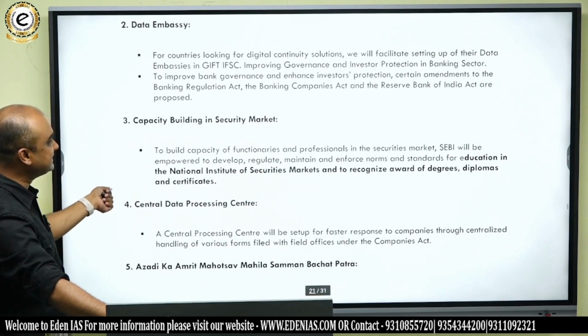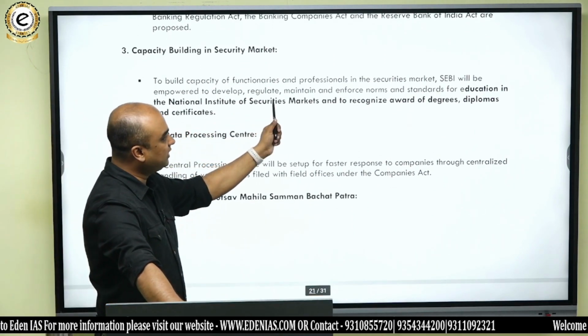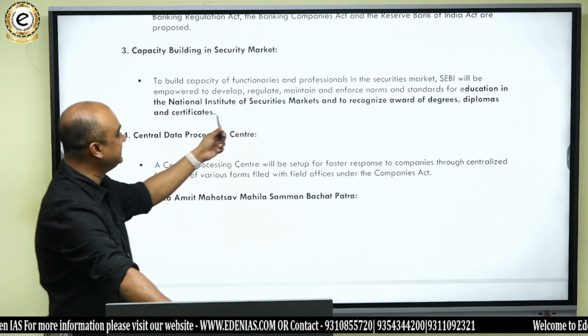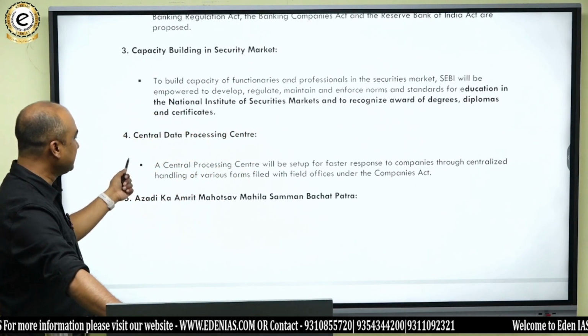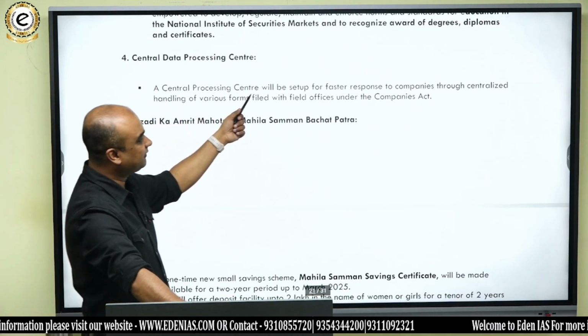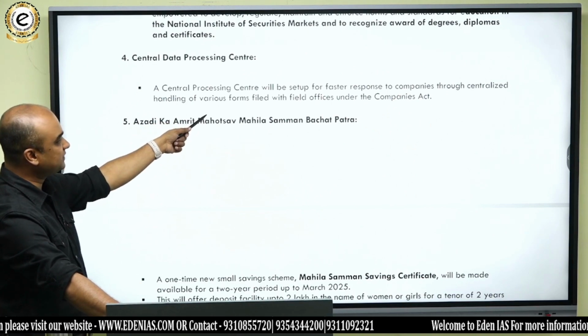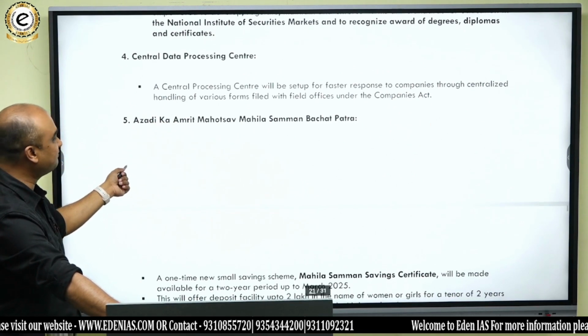Capacity building in security market. The National Institute of Securities Market and to be recognized award of degrees, diplomas and certificates. Central Data Processing Center. A central processing center will be set up for faster response to companies through centralized handling of various forms filed with field offices under Companies Act.